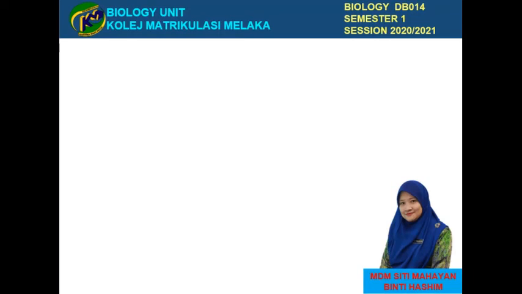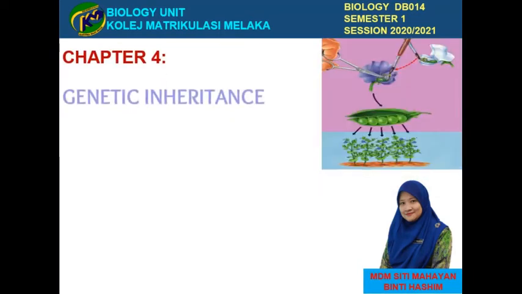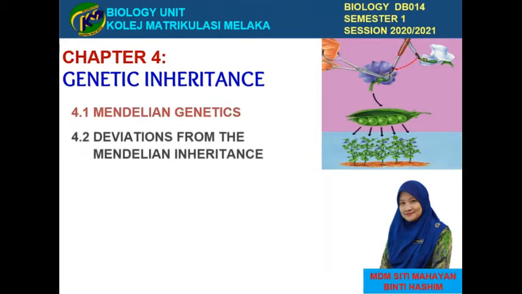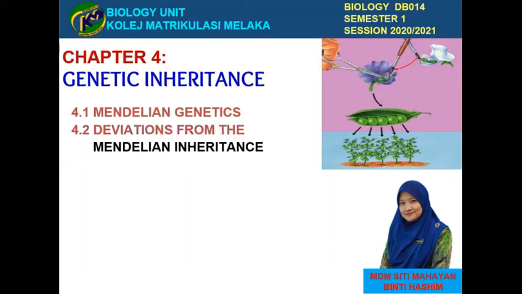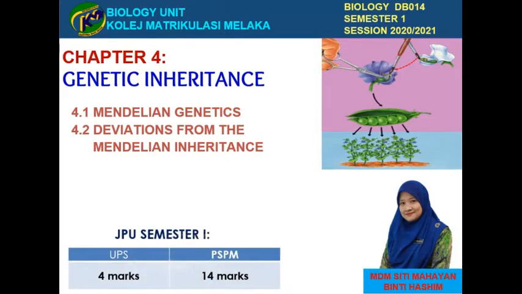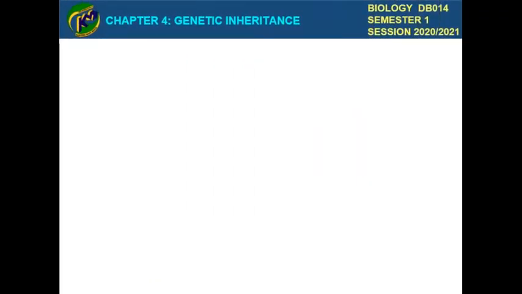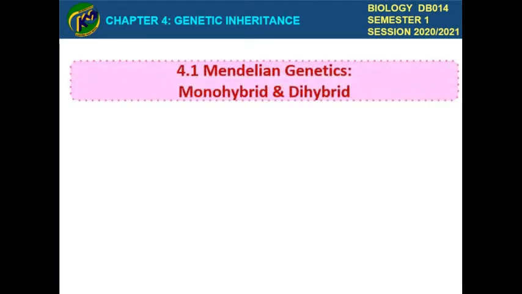I will present about chapter 4, Genetic Inheritance. This chapter can be divided into two subtopics, 4.1 Mendelian Genetic and 4.2 Deviation from the Mendelian Inheritance. Today, our focus is on 4.1 Mendelian Genetic, Monohybrid and Dihybrid.